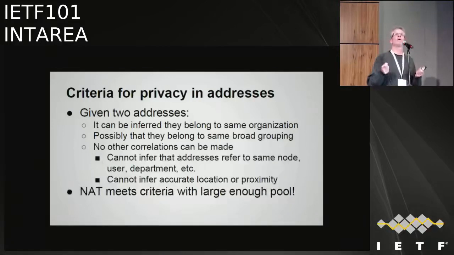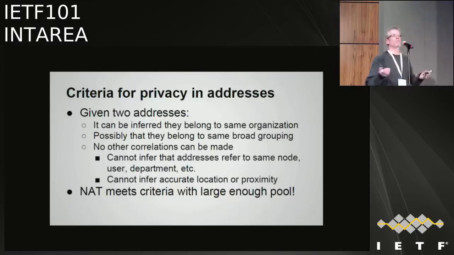Specifically, they can't tell that the nodes that are associated with these addresses are in the same rack or at the same location or have any other proximity. So that's, I think, kind of, I don't think it's strict. I think that's just some criteria for privacy addressing that we'll propose.